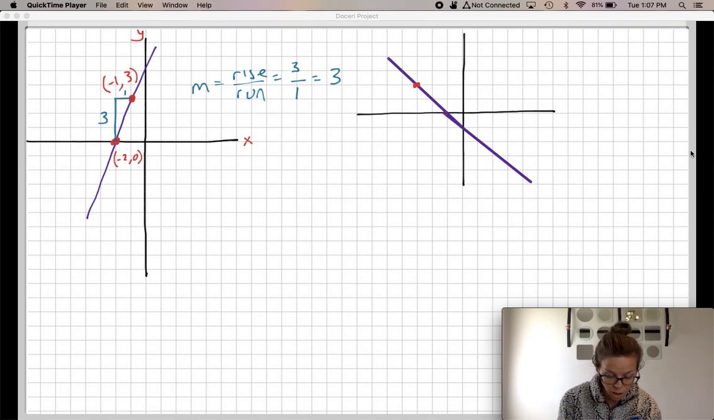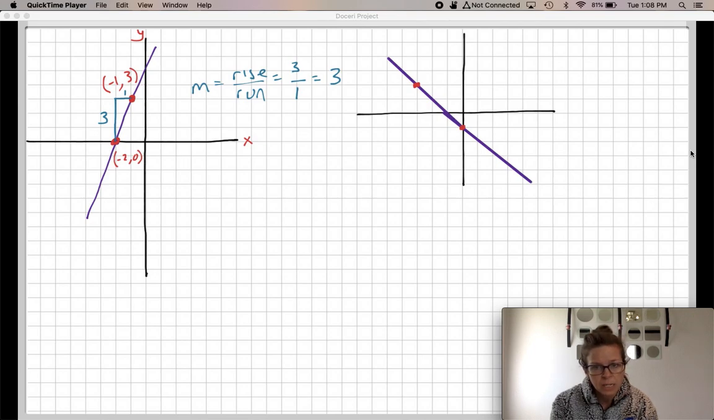Or you could pick that one and this one, right? That one also clearly defined. It doesn't matter which 2 points you pick as long as they are clearly defined points, okay? So once you've chosen 2 clearly defined points, then we want to count out our rise over run.